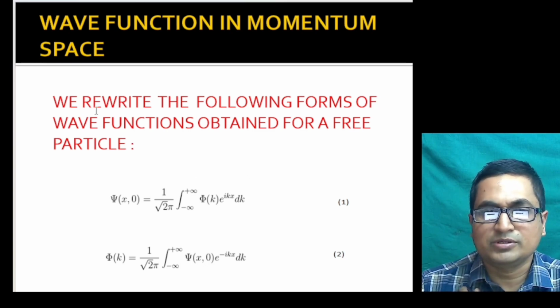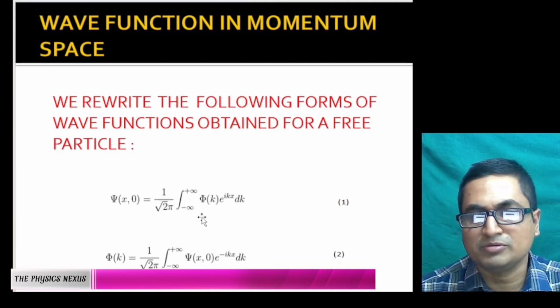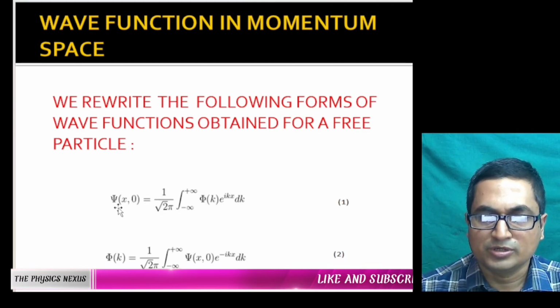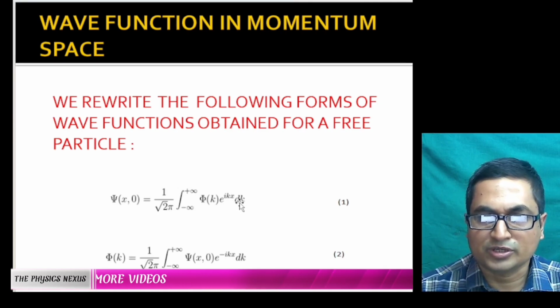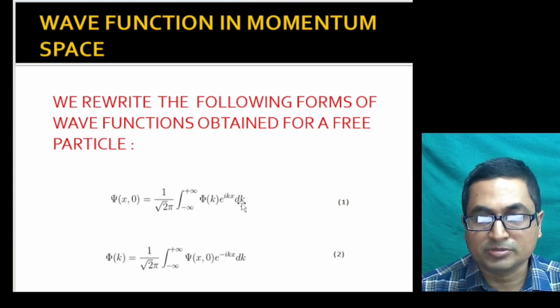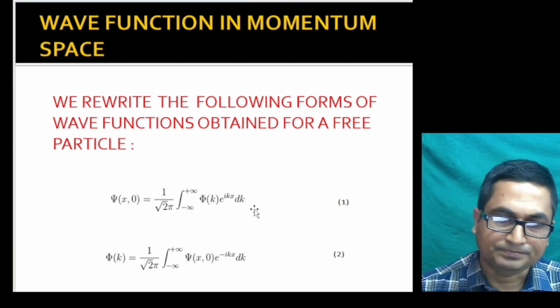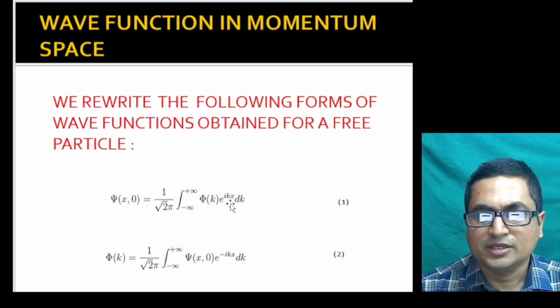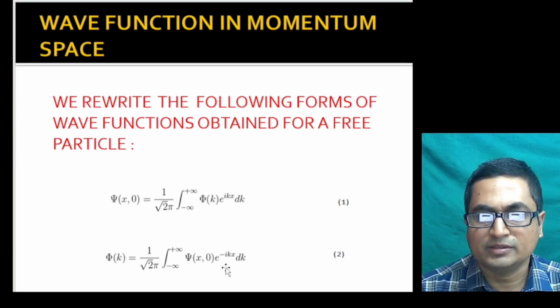So let's start by rewriting the form of the wave function in the case of a free particle. We have already encountered this in the earlier video, where this is the initial wave function, where phi(k) is a function of the continuous variable k, and k represents the wave vector related to the free particle. And if we remember those equations, this phi(k) can be converted back like this.